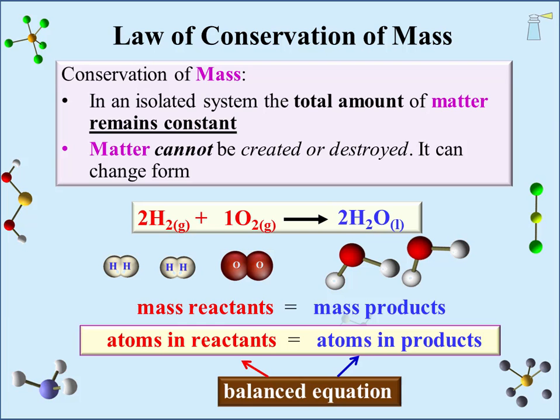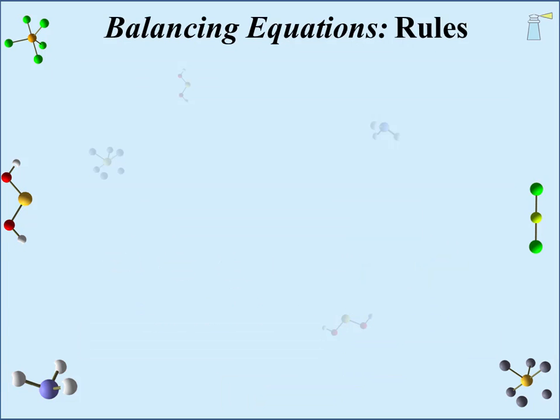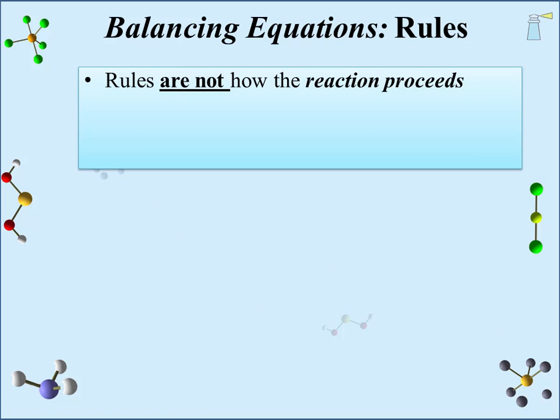Balancing the chemical reaction is nothing more than making sure that all the atoms in the reactants are in the products, and vice versa. A set of rules has been established that puts order to the process of balancing chemical equations, but they are just rules for getting the outcome. Rules are not how the reaction proceeds.